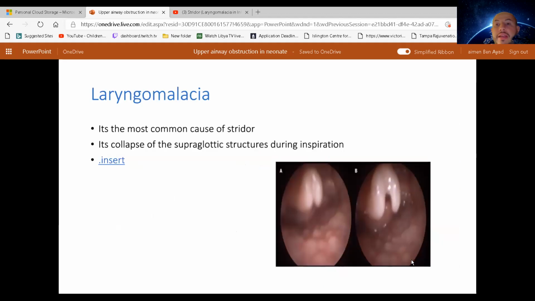Okay, very good. Laryngomalacia. Laryngomalacia is the most common cause of neonatal stridor. I'm talking about neonatal.